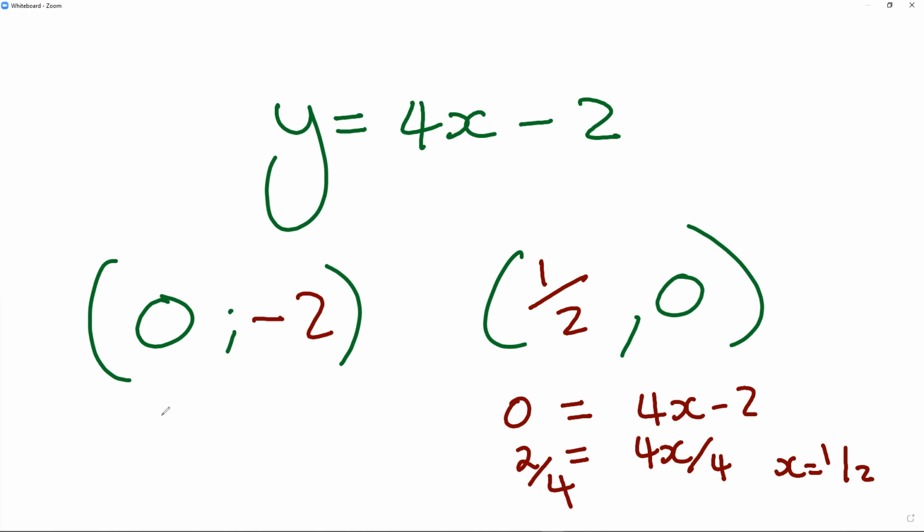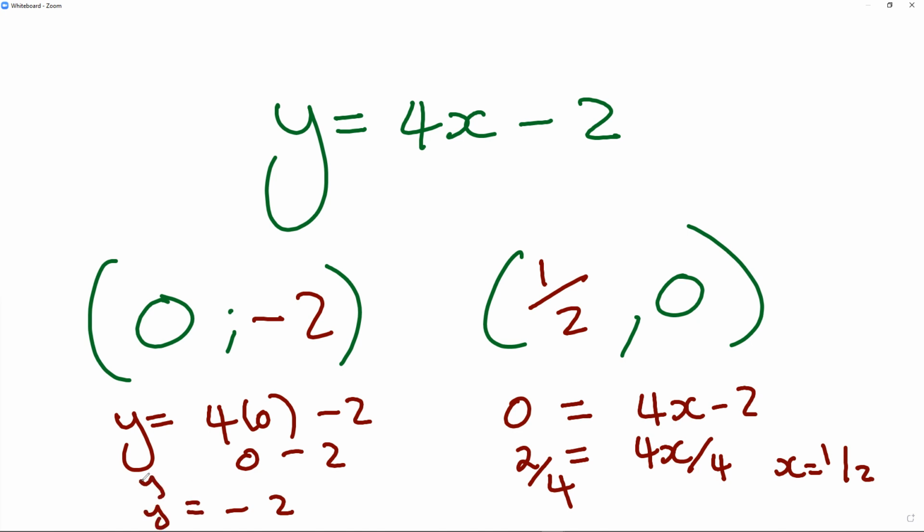For the next one, making x equal to 0, you're going to make 4 times 0 minus 2, which is 0 minus 2, which is just minus 2. Cool. Then you plot it now. Take a second and try to plot it.